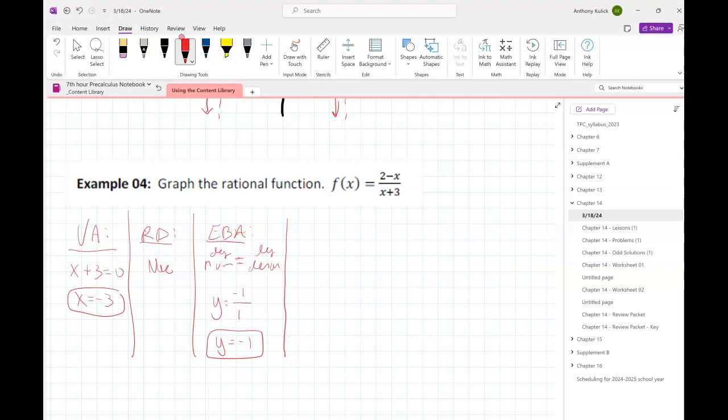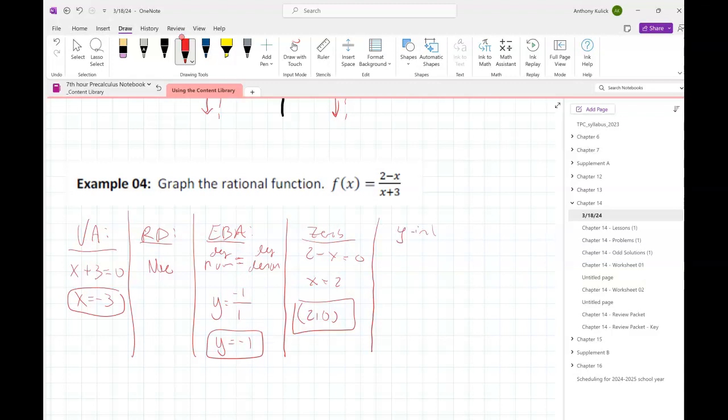So far, so good? Now we'll find our zeros. That's the numerator set equal to 0. And again, I like to write those as ordered pairs so I don't confuse myself and accidentally draw them as an asymptote.